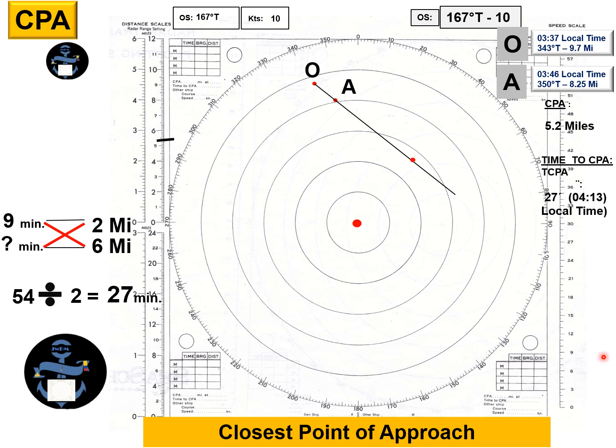Remember two methods: transpose the DRM or slide the nautical triangle.